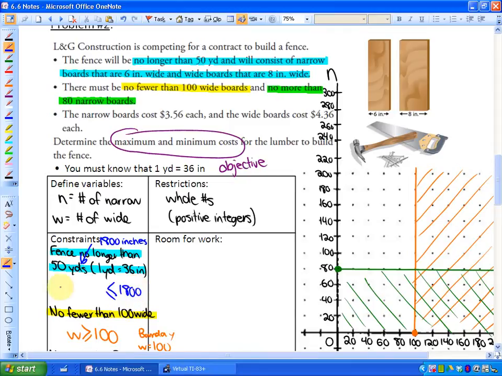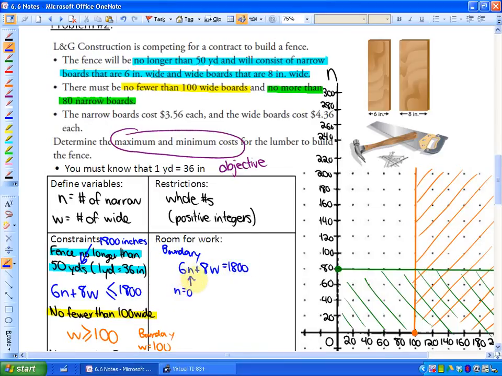Well, the length of the fence. And the length of the fence is 6 inches per narrow board plus 8 inches per wide board. It's a little bit more difficult. This has to do with the length: 6 inches per narrow board plus 8 inches per wide board has to be less than or equal to 1800 inches. To find your boundary, since it has two variables, we can find the two intercepts. I would think that's the easiest way, and you may want to go way back to 6.1 if you don't know how to find the boundary lines. There's lots of lessons there.